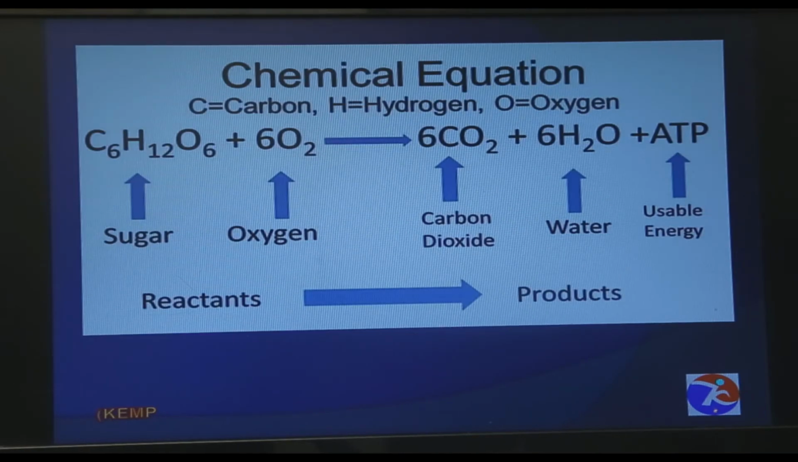And what is the chemical equation? C is carbon, H for hydrogen, O for oxygen. C6H12O6 plus 6O2 gives rise to 6CO2 plus 6H2O plus ATP. Here C6H12O6 is sugar, known as glucose. O2 means oxygen, CO2 you know very well, carbon dioxide. The end products are carbon dioxide, water and usable energy, that is ATP, adenosine triphosphate. So reactants and then products. This is the basic chemical equation of respiration.